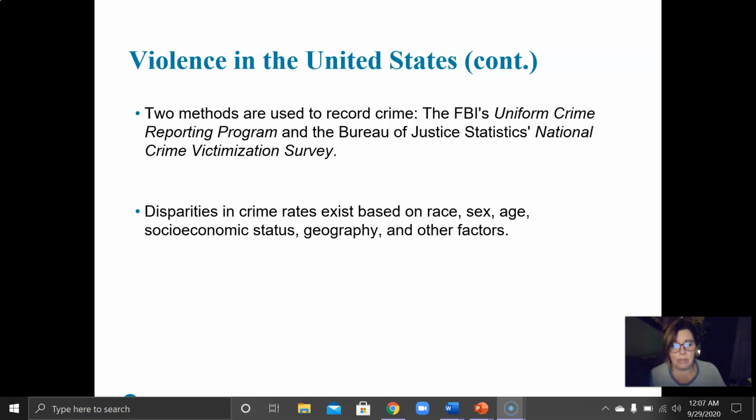Huge disparities in crime rates based on sex, race, age, socioeconomic status, location, crime type, and other factors. More than 54% of violent victimizations are not reported to police. More than 54%. So even though we're getting the FBI's crime reports and the National Crime Victimization Survey, more than 54% aren't even reported to those.